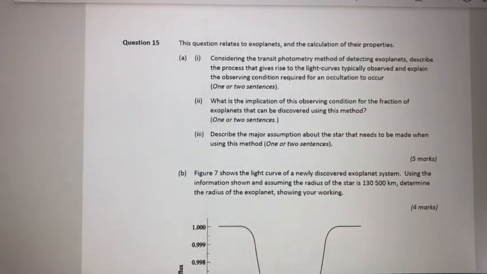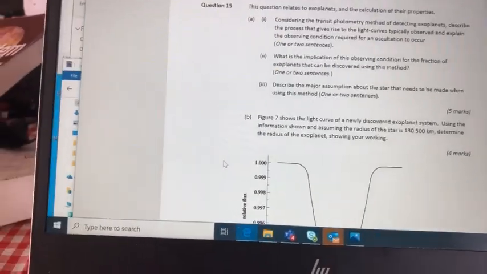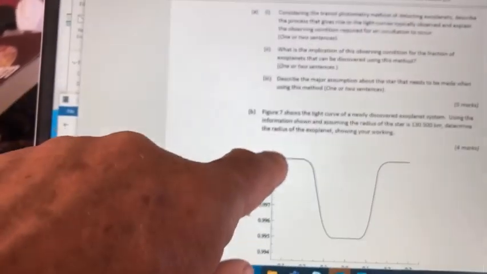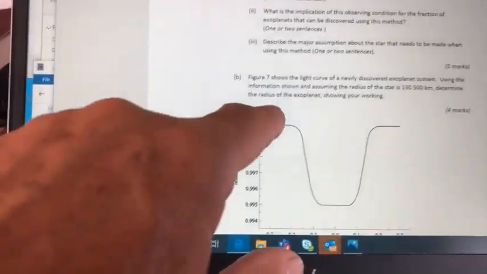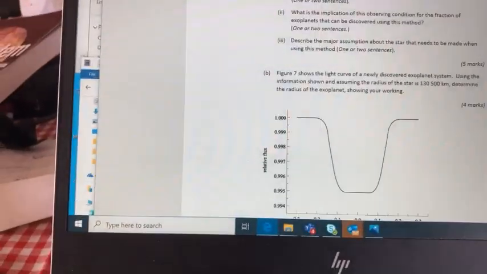Okay, you saw a diagram like this in the book a moment ago. A light curve when a star is partly obscured by a planet passing in front of it. What's the size of the planet? You can work that out relative to the star by the dip in the light curve.